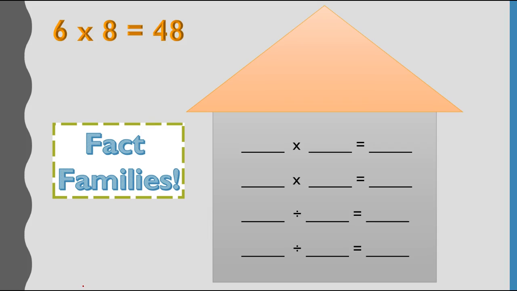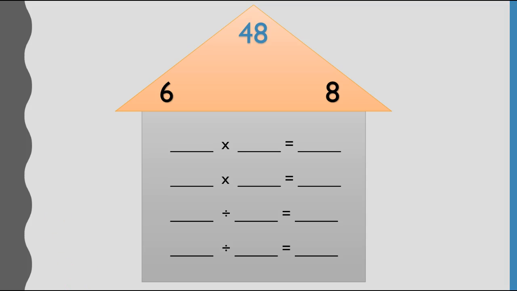Now, if you memorized 6 times 8 equals 48, if you just took one fact, do you know that's really knowing 4 facts? The key is understanding fact families. So if you took these digits, 48, 6, and 8, and if you knew that was a fact family, then you automatically can know 4 facts.